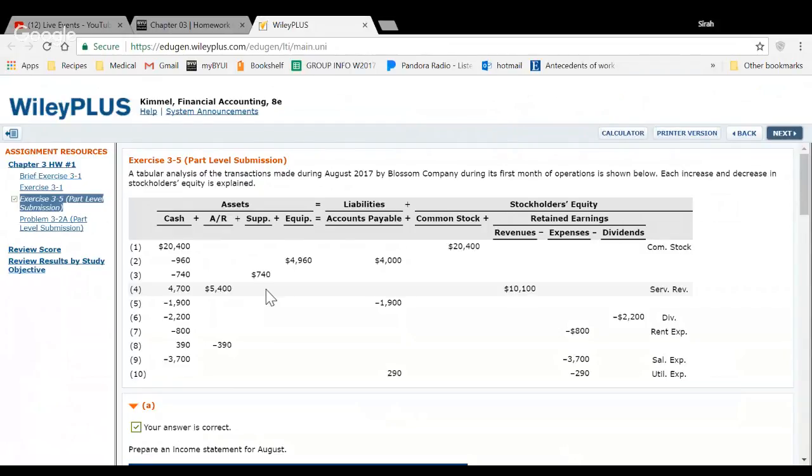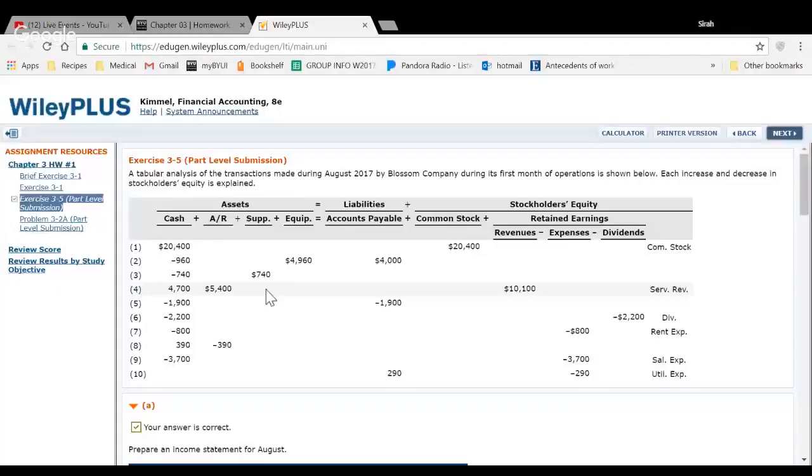We are on week 4, chapter 3, and we're working on exercise 3-5. This exercise is a 3-part problem, and so we'll go ahead and get started. The information at the beginning of the assignment says, a tabular analysis of the transactions made during 2017 by Block Company below. Each increase and decrease in shareholder equity is explained.